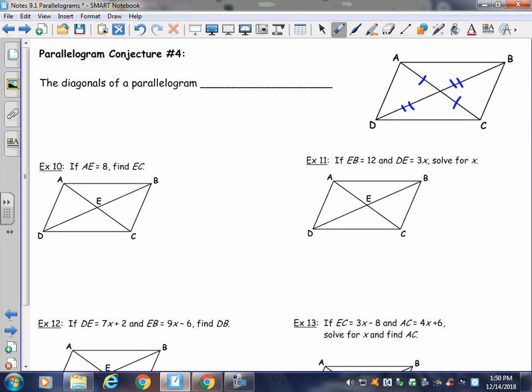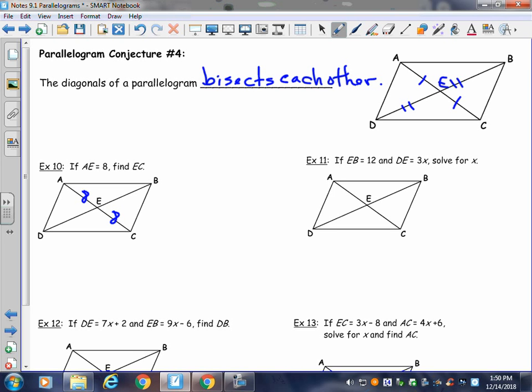In other words, diagonals of a parallelogram bisect each other. Bisecting meaning that it puts it in the middle. Like if I put a letter here at E, E would be the midpoint of each segment, making each half of the diagonal equal to each other. So for example, if this is 8 from A to E, then from E to C has to be 8. Does everybody see what I'm saying now? The 2 halves have to be equal.